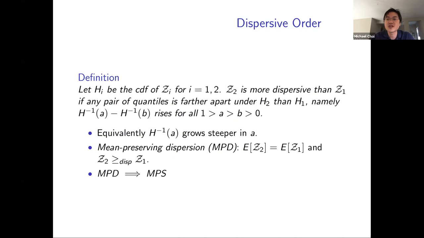So you can imagine the CDF is flatter. That's something like that. The dispersive order only measures the variation of the distribution; it is location free. But if you keep the mean unchanged, so you do a mean preserving dispersion, then you will have a mean preserving spread. So mean preserving dispersion is a special case of mean preserving spread.